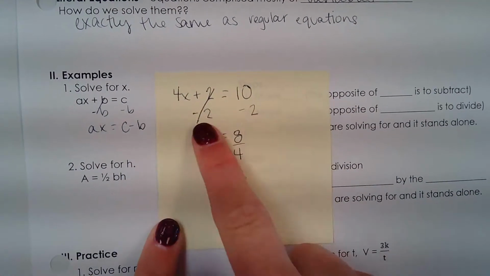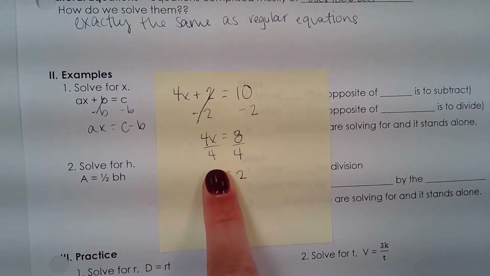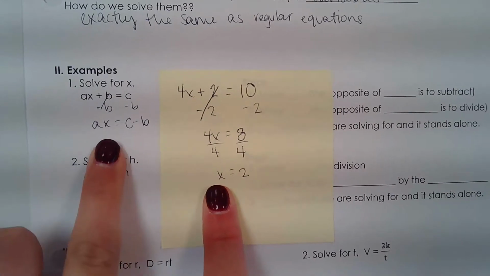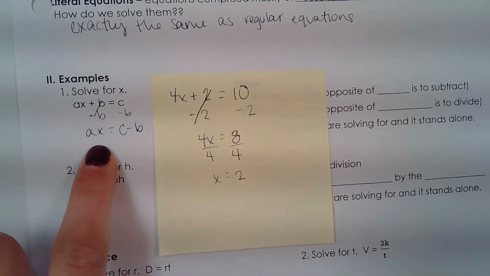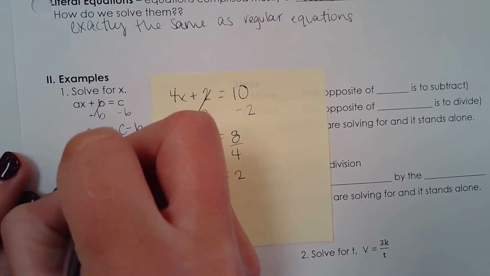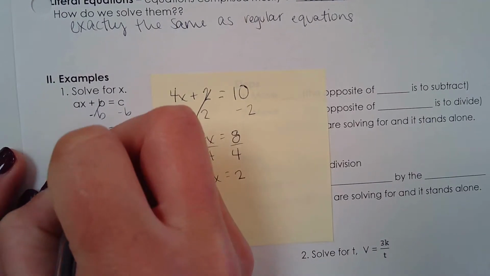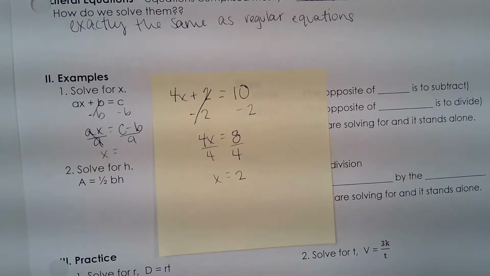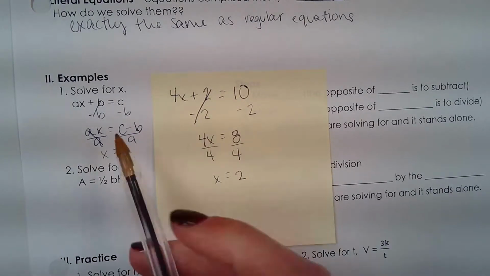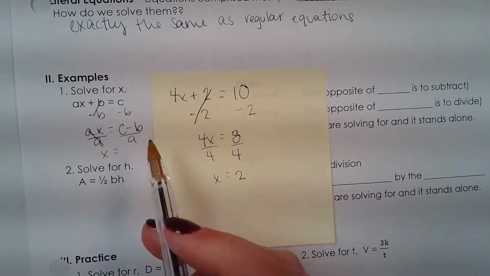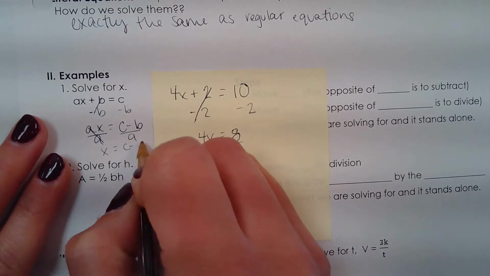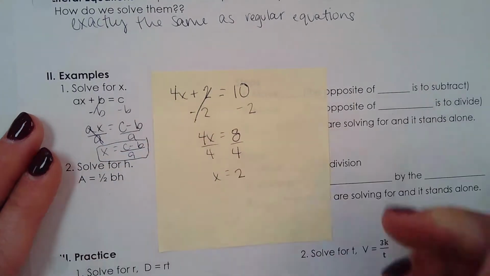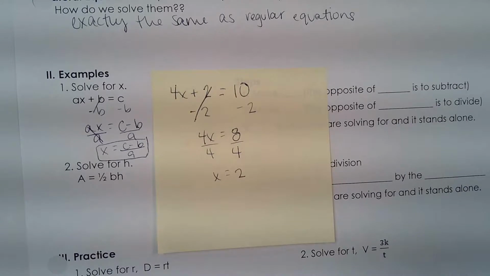So after we subtracted 2 over here, what did we do next? Divided by 4. So what's in the same place as 4 over here? A. So what do you think we need to do? Divide by a. So x is going to equal, are c, b, or a any of those like terms? Is there anything we can do with this stuff? No, so just rewrite it. C minus b all divided by a. And that would be your final answer there. Is that okay?